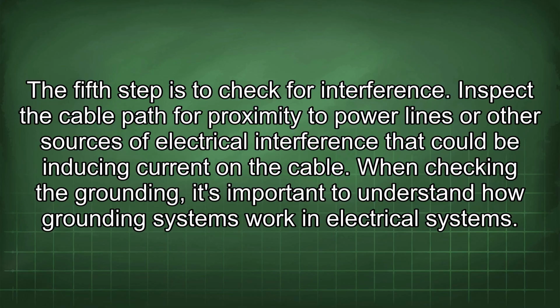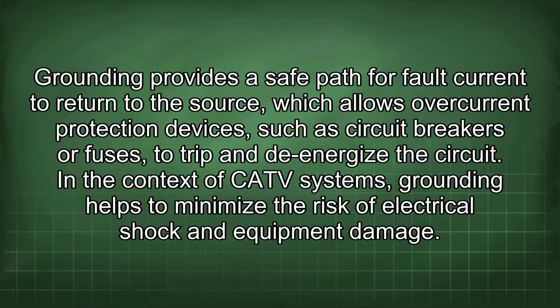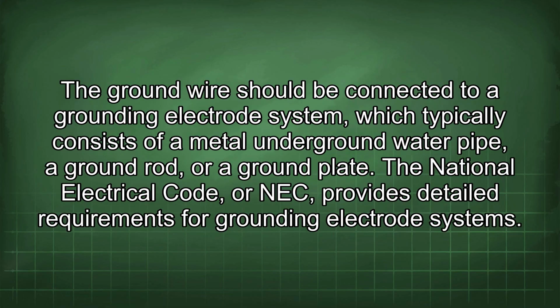on the cable. When checking the grounding, it's important to understand how grounding systems work in electrical systems. Grounding provides a safe path for fault current to return to the source, which allows overcurrent protection devices, such as circuit breakers or fuses, to trip and de-energize the circuit. In the context of CATV systems, grounding helps to minimize the risk of electrical shock and equipment damage. The ground wire should be connected to a grounding electrode system, which typically consists of a metal underground water pipe, a ground rod, or ground plate. The National Electrical Code, or NEC, provides detailed requirements for grounding electrode systems.